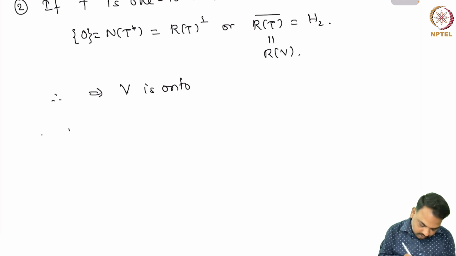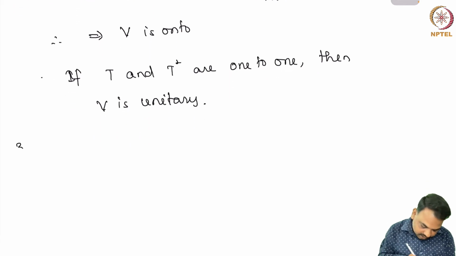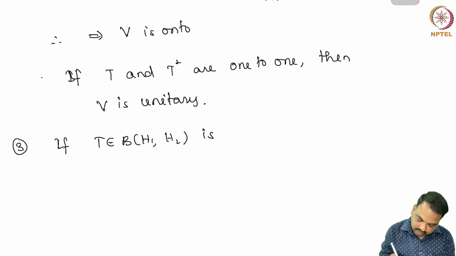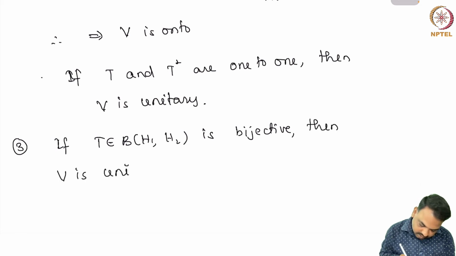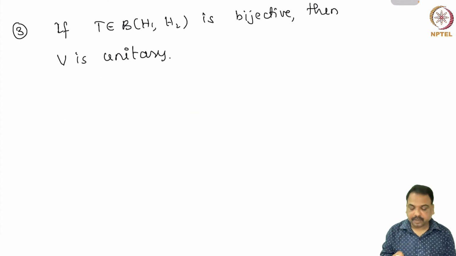So therefore, if T and T star are 1 to 1, then we can say that V is unitary. So in general, if this is 1 to 1 and onto, then we can say that V is unitary. This directly follows from earlier two observations. Okay.